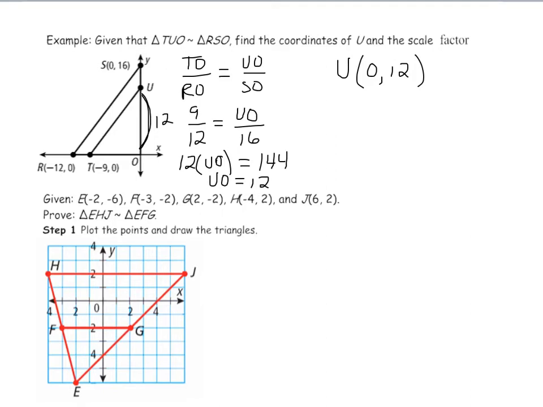Now, for the scale factor, all you have to do is take a look at the coordinates. What if I take a look at the coordinates for U and S? So we have the coordinates for U. My question is, since you're working from triangle TUO to triangle RSO, what did I have to do to the coordinates for U to get to the coordinates for S? It's almost like asking you this question: what did I do to take 0, 12 and turn it into the coordinate of 0, 16?